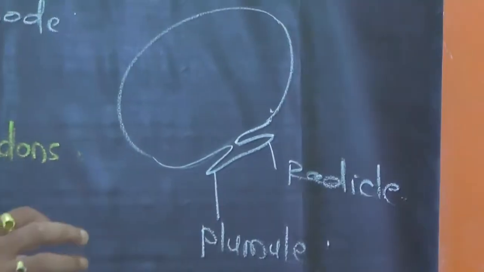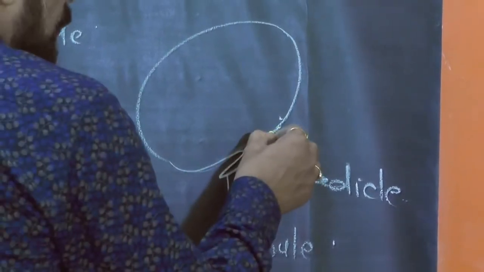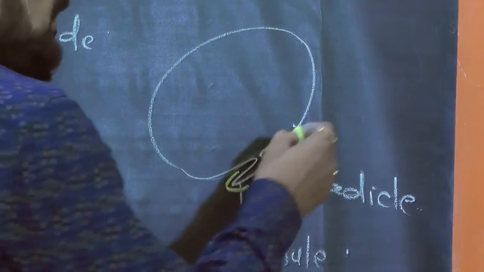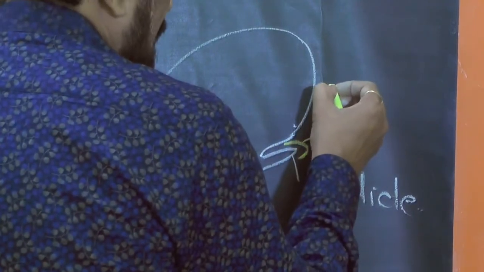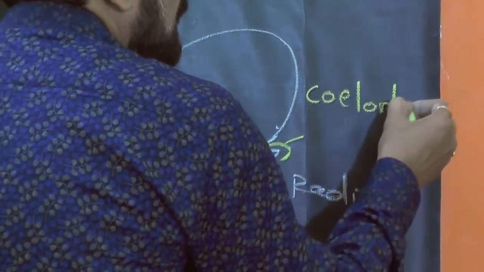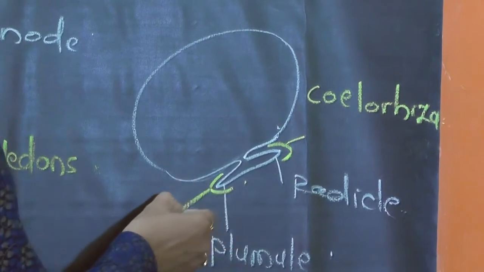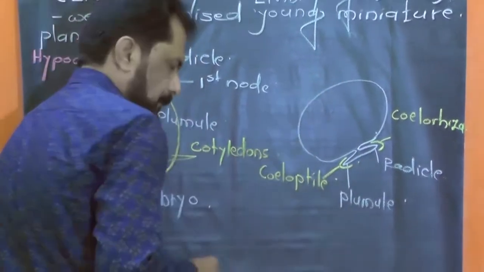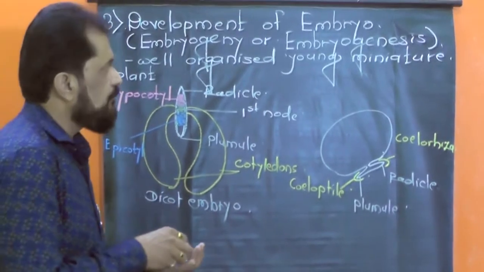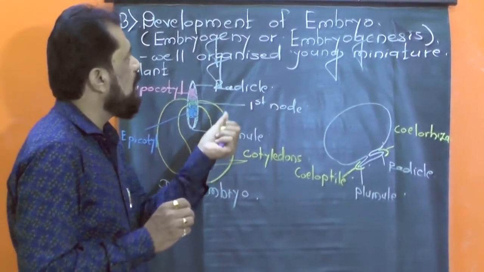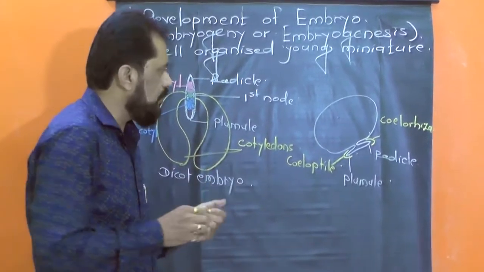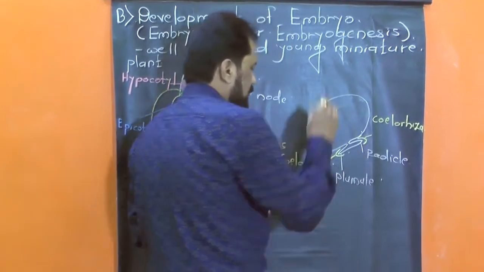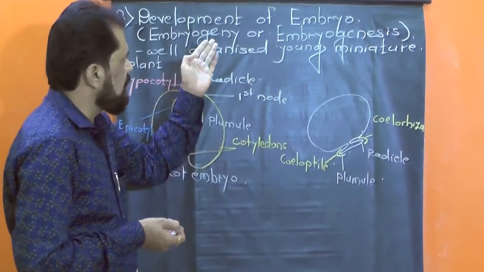One more thing: the radicle and plumule are covered by protective cap-like structures. The protective cap over the radicle is known as the coleorhiza, while the protective cap over the plumule is known as the coleoptile. So before starting the study of the actual development of the embryo in dicot and monocot, I have briefly explained the structure of dicot and monocot embryo. Now let us start the study of this topic.